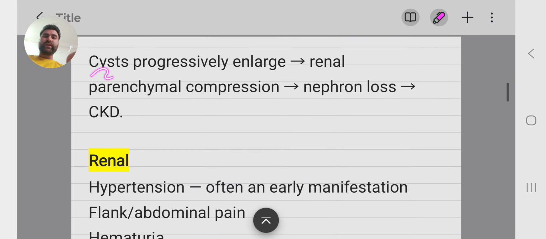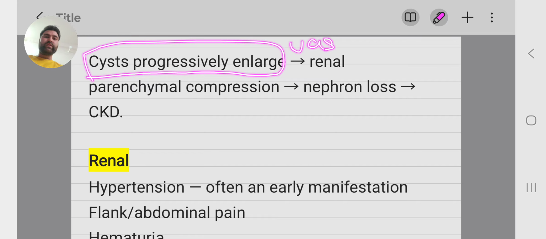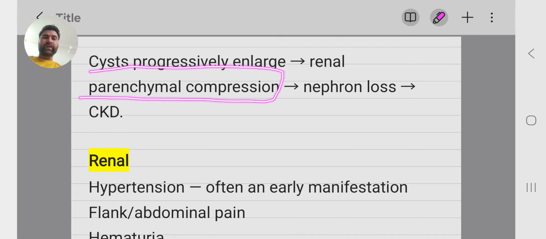These cysts progressively enlarge under the influence of vasopressin. So vasopressin receptor antagonists are useful in controlling the size of these cysts. These cysts progressively enlarge under the influence of vasopressin and it leads to renal parenchymal compression by the cysts. This renal parenchymal compression by the cysts leads to nephron loss and even end-stage kidney disease.